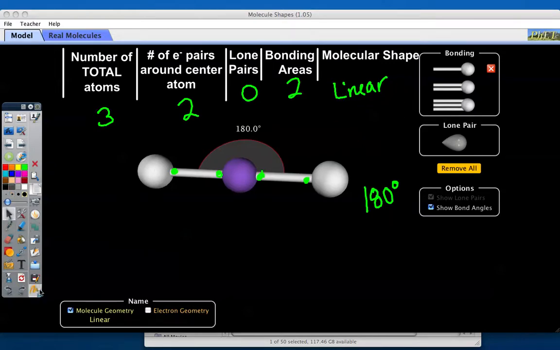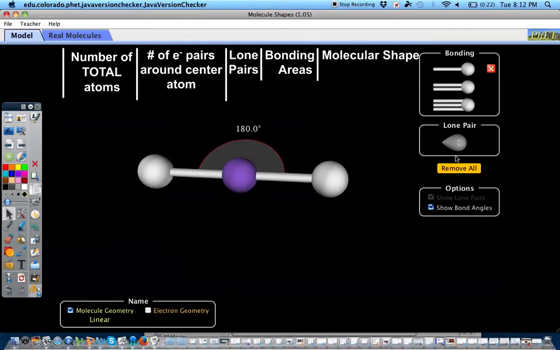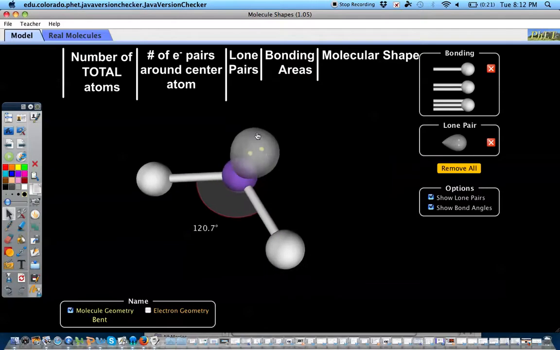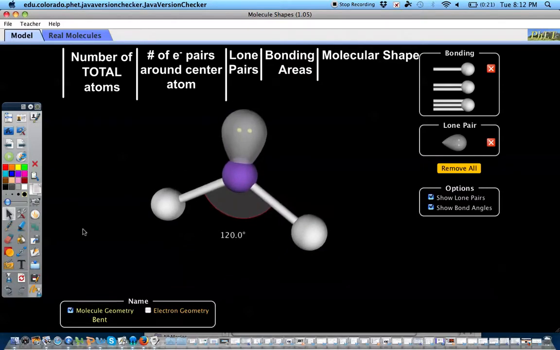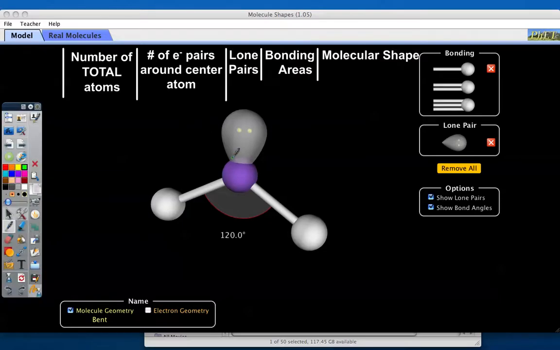So then, if we add a lone pair onto our molecule, everyone thinks that this looks a little weird, but remember Shady Schrodinger, he said we don't know exactly where those electrons are at any one time. So what this is showing us is that they're somewhere in this electron cloud. We've represented them with the yellow dots, but they could be really anywhere within this cloud.